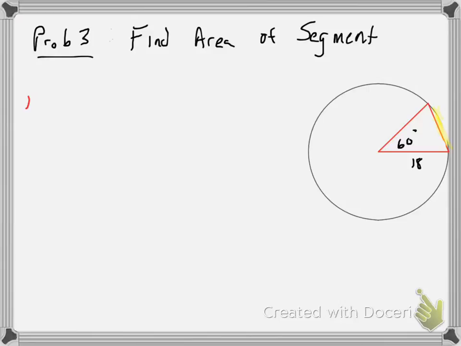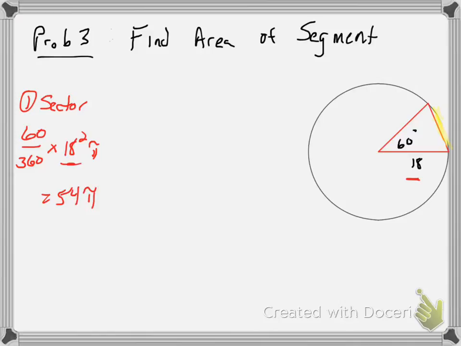So problem 3 is find the area of that segment. Well, step 1, area of the sector. We know it's 60 degrees, so it's going to be 60 over 360 times 18 squared pi. 18 is my radius, so I plug that in there. And that's going to end up giving me 54 pi when I plug it in my calculator.